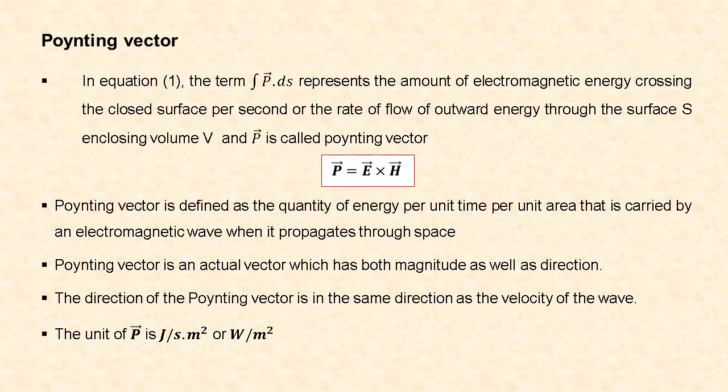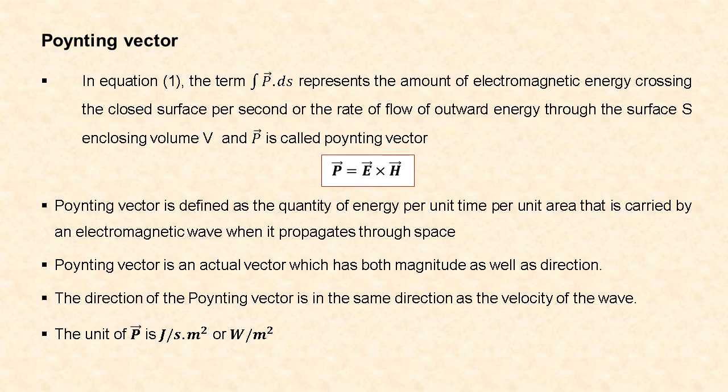Next is the Poynting vector. In the Poynting theorem expression, the term integral of P vector dot dS represents the amount of electromagnetic energy crossing the closed surface per second, or the rate of flow of outward energy through the surface S enclosing a volume V. This P vector is called the Poynting vector and it is expressed as P vector is equal to E vector cross H vector. E is the electric field intensity and H is the magnetic field intensity.